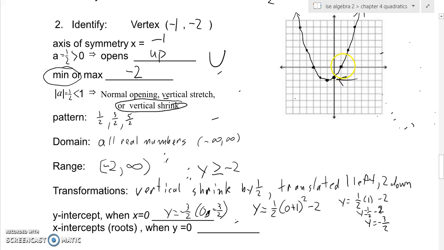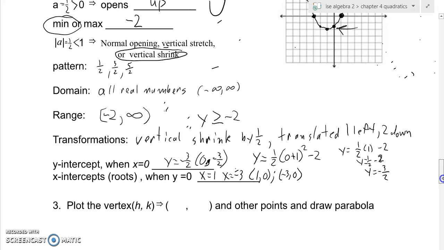When our x is 0, our y's are 1 and negative 3. When our y is 0, our x is 1 and negative 3. Or the points 1, 0 and negative 3, 0. We've already plotted the h, k and drawn the points for our parabola, so we are done.